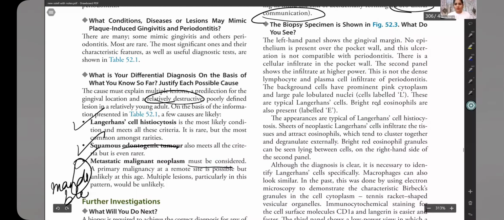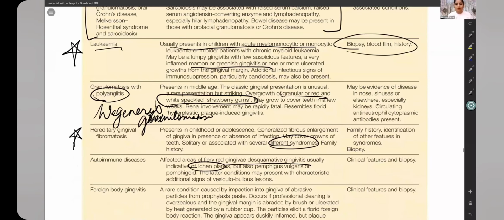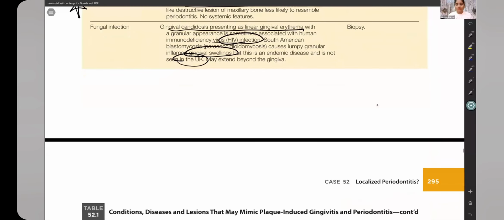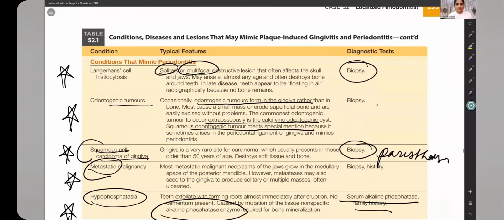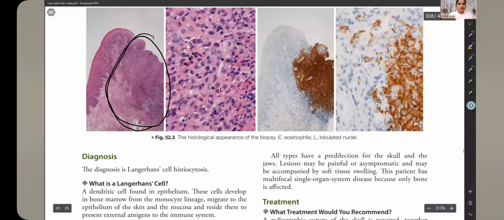So now the biopsy sample is shown, and you don't really have to learn the characteristics of Langerhans cell. I'm just showing you the slide, but in any case, this is beyond the scope of the ABC syllabus, so we are not reading and learning the characteristic histological features. This is the gingiva sample, the sulcus, and this is where these neoplastic cells are seen. And these are your eosinophils, which are marked E, and these are your Langerhans cells, which are multinucleated cells.